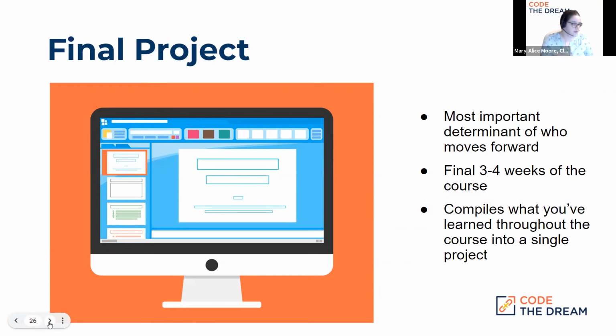Good, good. All right, so final project. The final project is going to be the most important determinant of who we accept into the apprenticeship program. We do look at what your progress and process was like throughout the course, but the final project is your opportunity to showcase that you've learned all of the material that was covered throughout the course. So your final project compiles everything. It is a comprehensive final project.